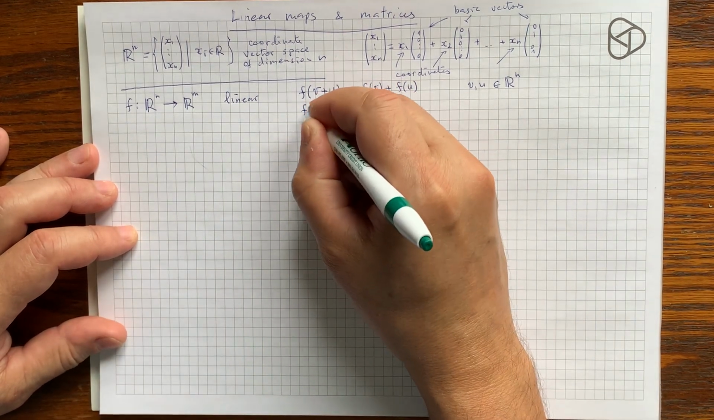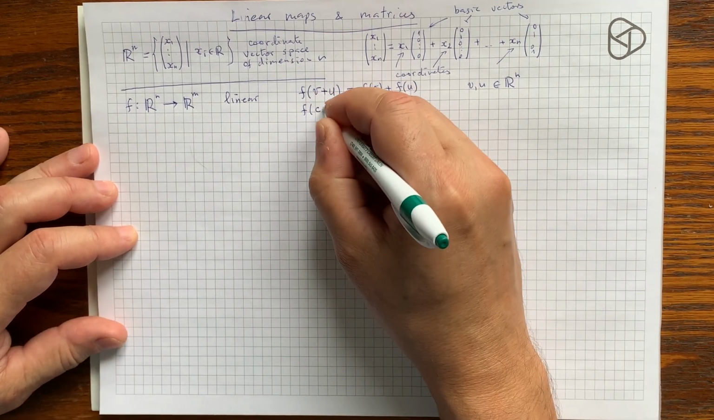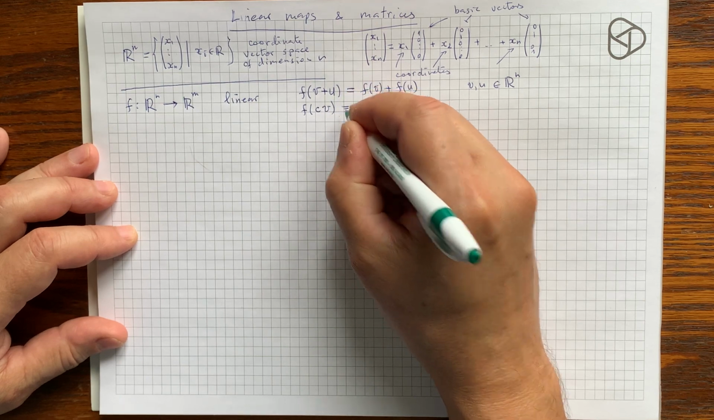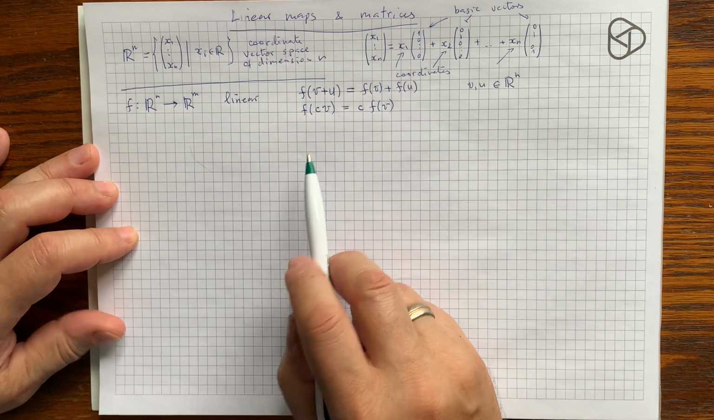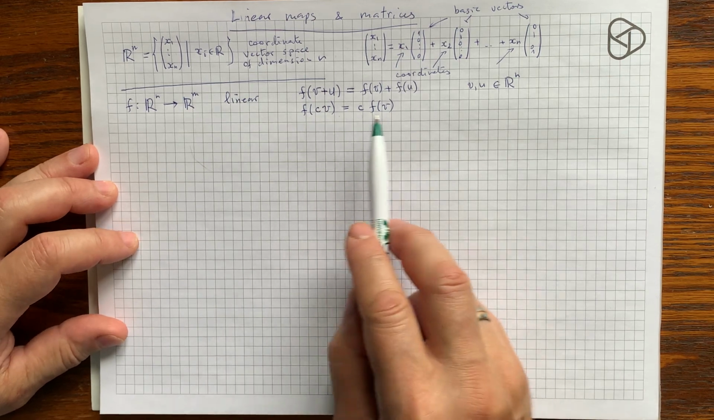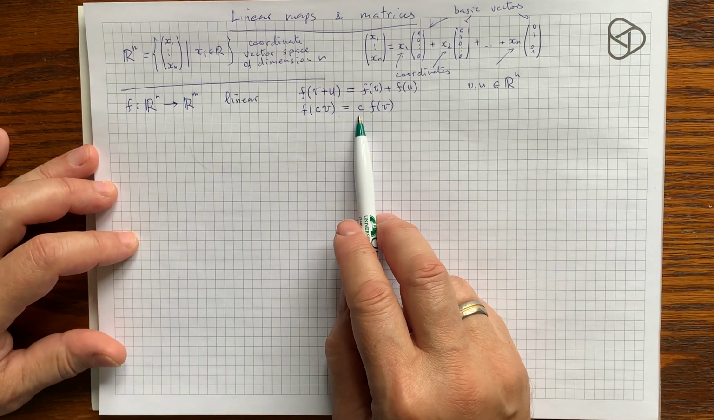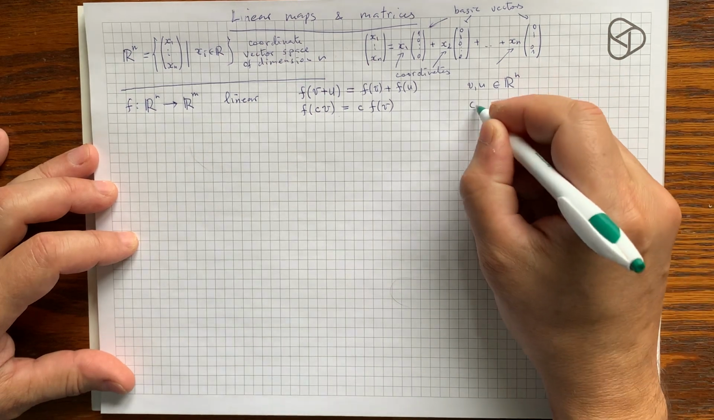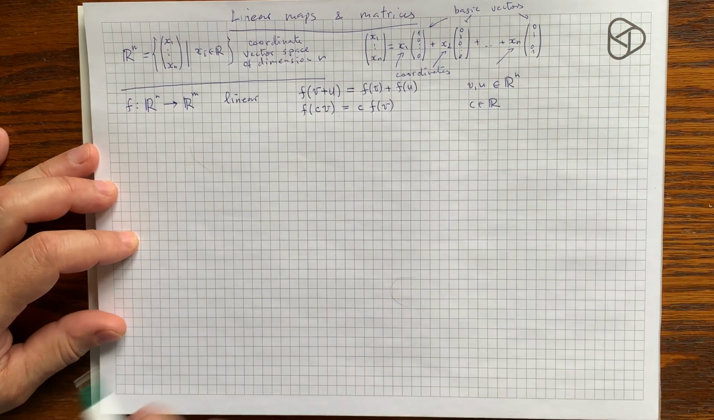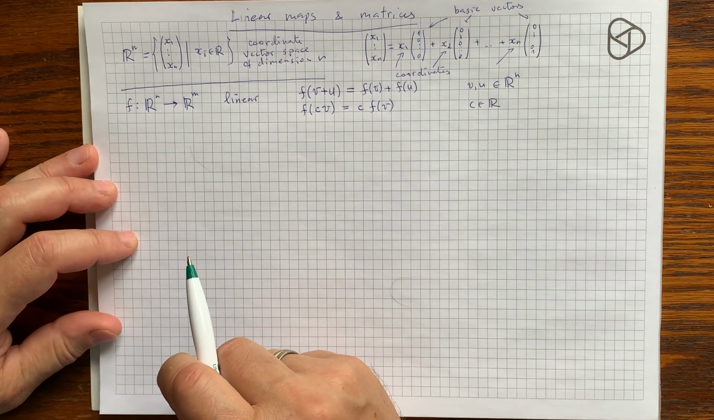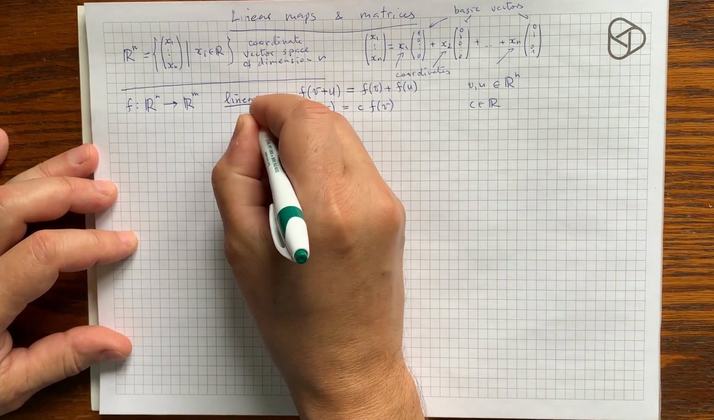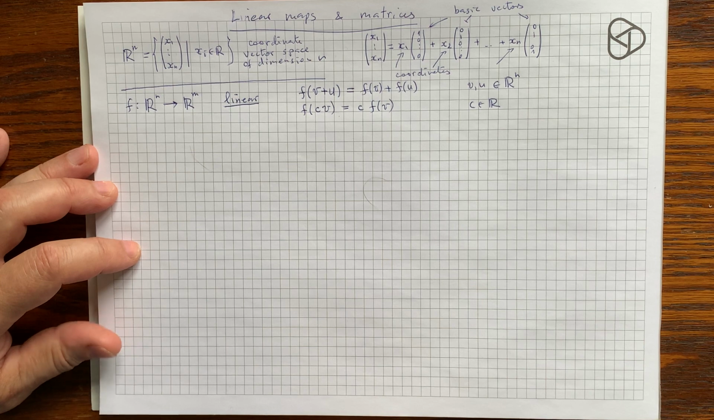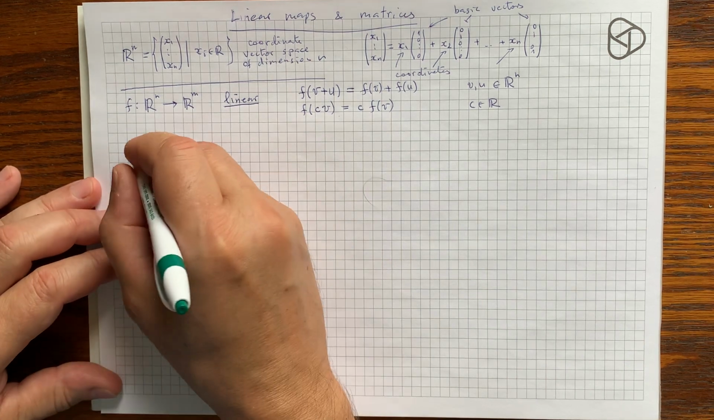The second condition is that scalar multiplication is also preserved by the map. Namely, it doesn't matter if we scale before doing the map or scale the result of doing the map. For any scalar, for any scaling coefficient, the answer will be the same, and these two properties together are called being linear for a map. So, an example.